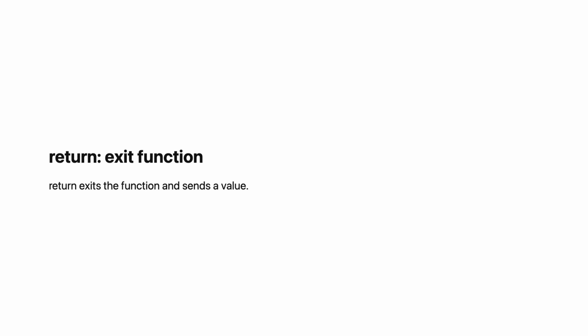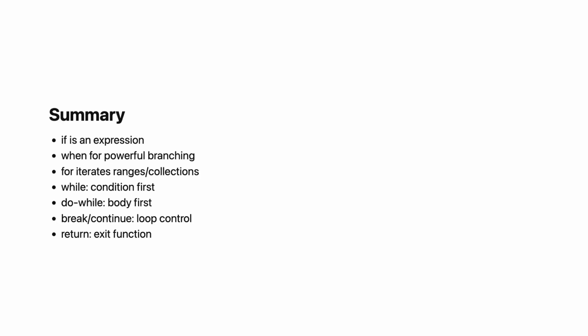A find function: for i in list indices, if list at i equals target, then return i. After the loop, return null. The first return exits as soon as the target is found. No need to check the rest. Early return can simplify code. Handle special cases at the top and return. The main logic does not need nested ifs.